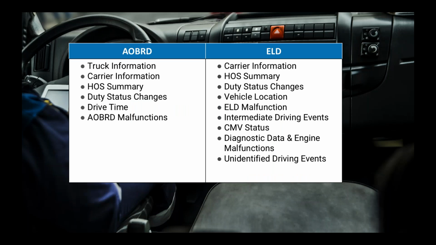So ELDs and AOBRDs are similar in that they are engine-connected devices that automatically record drive time and vehicle information, producing accurate and automatic logs. Where they really differ, though, is in how much data they record and display. An automatic onboard recording device, or AOBRD, is required to record truck, shipment, and other carrier information, as well as an hours of service summary, duty status changes, vehicle location, drive time, and device malfunctions. With an AOBRD, you still have the ability to edit a number of areas within your logs, such as your driving status, which gives you extra flexibility. As well, your edits are not readily displayed to a DOT officer.